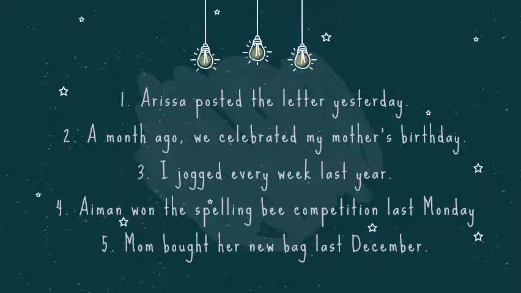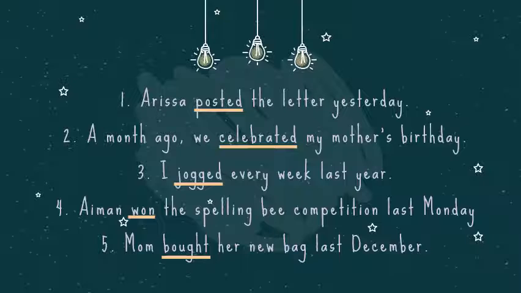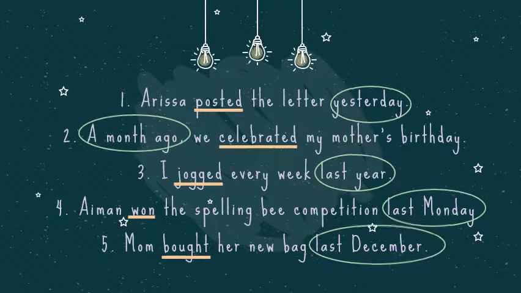So as you can see here, the underlined ones are the past tense. All of the verbs are changed. The regular verbs posted, celebrated, and jogged, you just add ed to them. And then the irregular verbs, win and buy, you just change them into their past tense form. Also, in the sentences, you have to make sure to write down the specific time. For example, as you can see circled there: yesterday, a month ago, last year, last Monday, and last December. Okay? I hope you understand.